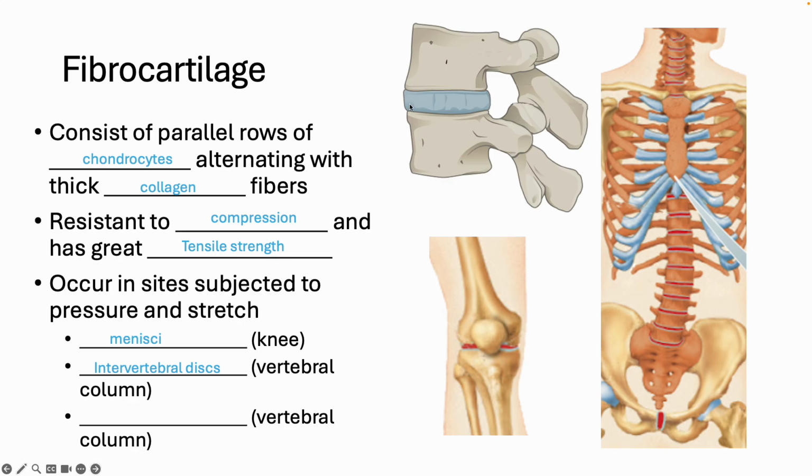So we can see here is an intervertebral disc. Here is the cartilage that makes up the meniscus of the knee. And you will also find it as a part of the pubic symphysis that joins the two pubic bones.